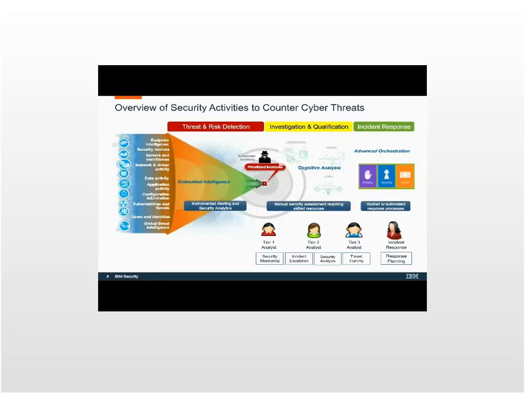An interesting observation is that in this threat and risk detection phase, many of our systems today are instrumented, whether it's our IDS/IPS systems or our vulnerability scanner systems. Many organizations have deployed SIEMs. All of that information is coming at a very fast pace.